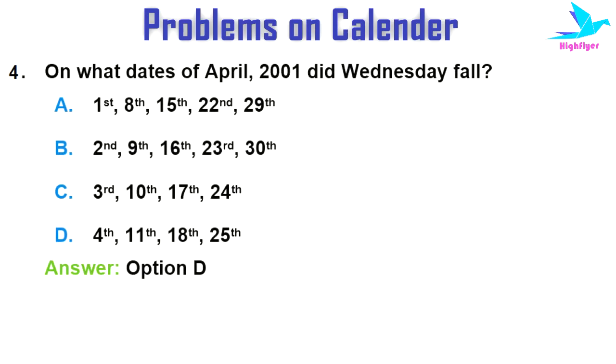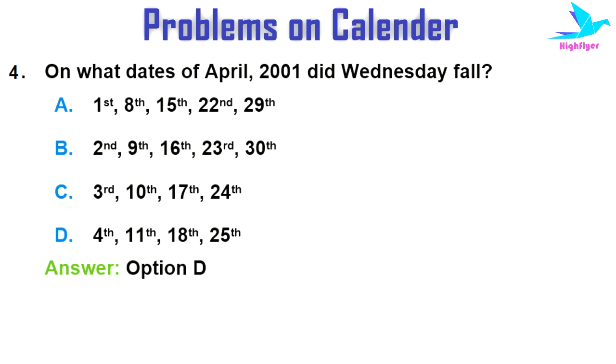Next question. On what dates of April 2001 did Wednesday fall? The options are: 1st, 8th, 15th, 22nd or 29th. Second option: 2nd, 9th, 16th, 23rd or 30th. Third option: 3rd, 10th, 17th or 24th. Or option D: 4th, 11th, 18th or 25th. The right option is option D: 4th, 11th, 18th and 25th.